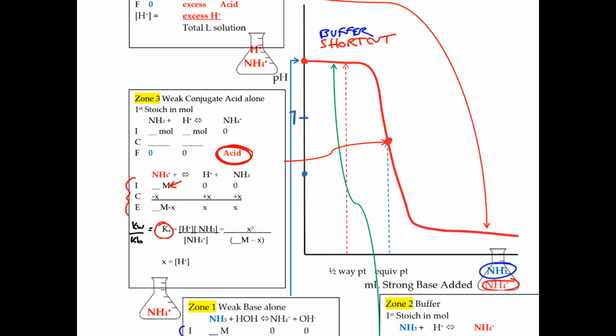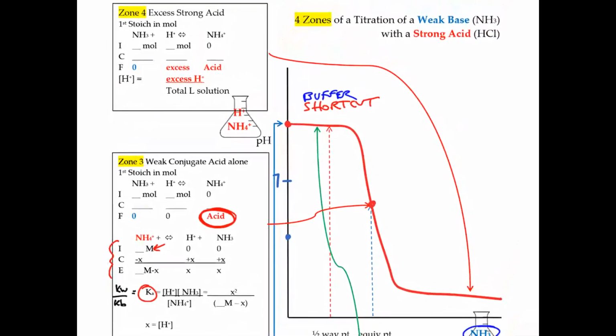Okay, now let's go to zone 4. In zone 4, you've added excess of the strong acid. So now when you do your stoichiometric moles again, you're going to have excess of this, and that is a strong acid and a weak acid. And when you have both a strong acid and a weak acid, you only care about the strong, so you're going to put that over here, over the total volume, and now you have both the strong acid and the weak, and you only care about the strong.